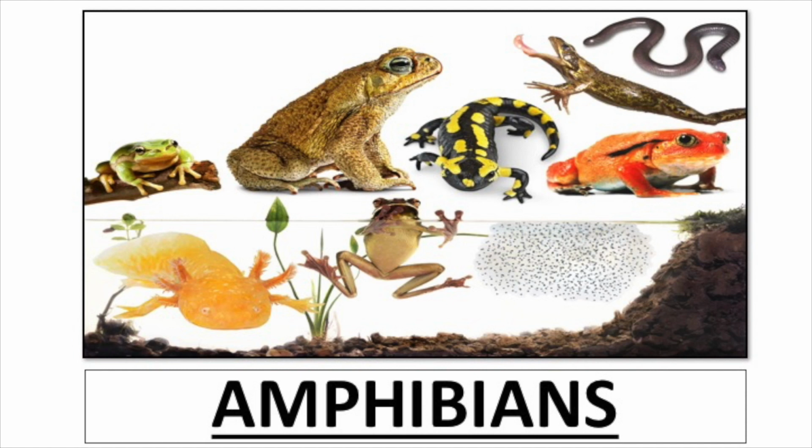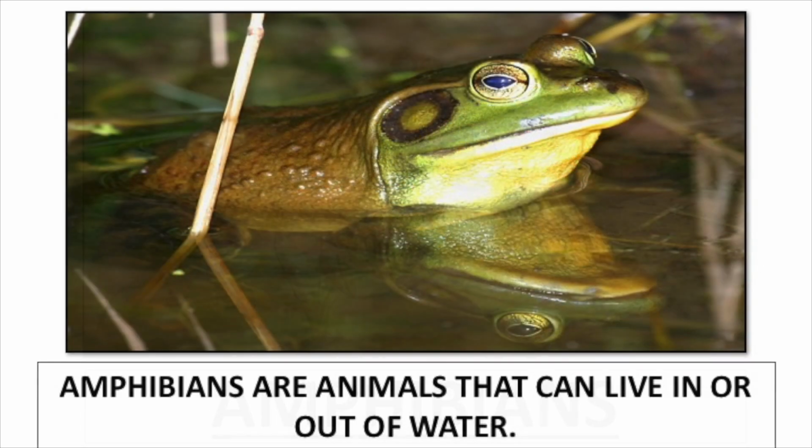But notice the water. Amphibians are animals that can go in water or come out. Like a frog can go in the water, but it can also be out of the water. Not like fish. Fish have to be in the water all the time. Amphibians can be in or out. Amphibians are animals that can live in or out of water. And what animal can you see here? Frog. Yes. A frog can live in water or out.